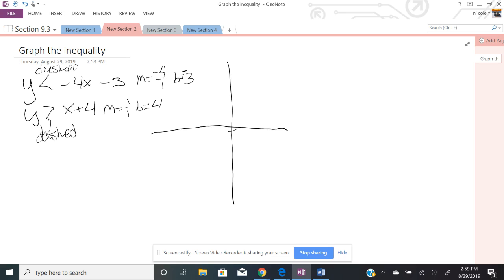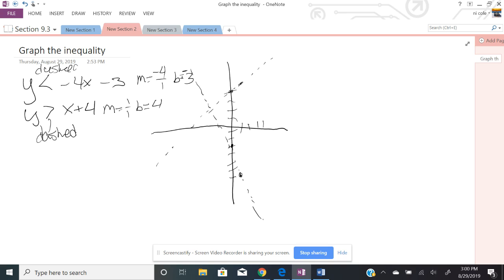All right, so the first one I go to 3, 1, 2, 3, and I go down 1, 2, 3, 4, and over 1. And I've got dashed lines. Sorry, my dashes don't work too well. And then on the second one, I go up to 4. And then I go over 1, up 1. And that again is dashed as well.